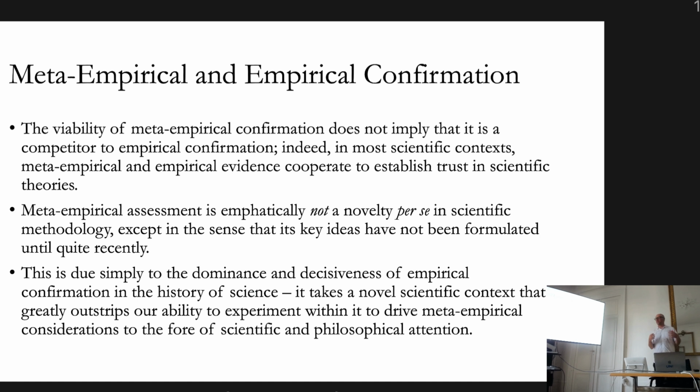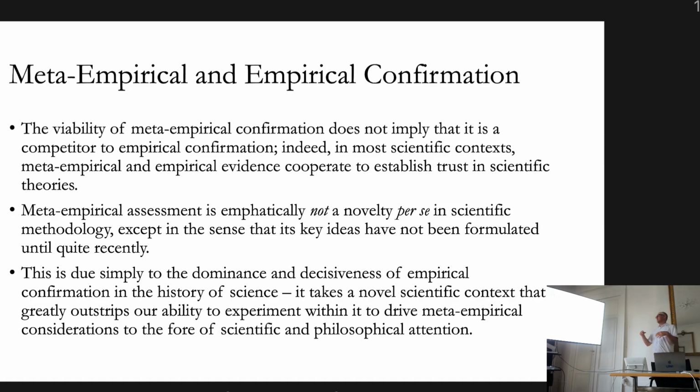So in some situations, like quantum gravity, maybe all we have are meta-empirical arguments available. But they should be understood to arise in these exact same contexts, because meta-empirical and empirical evidence can cooperate to establish trust in scientific theories. The point, in a way, is that all along in the history of science, people have been making meta-empirical arguments, but they haven't really paid attention to the role they play, because empirical confirmation in the history of science has always been dominant and fairly decisive, and so you could just overlook that. It was so clear what the empirical results said that you could just rely on that.